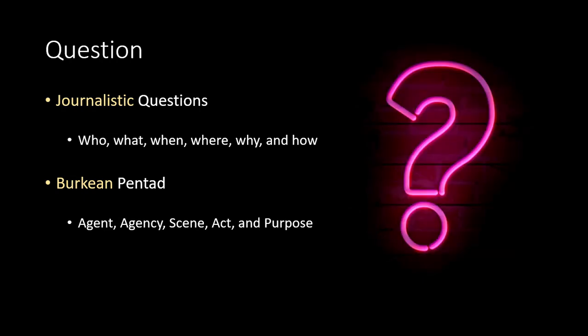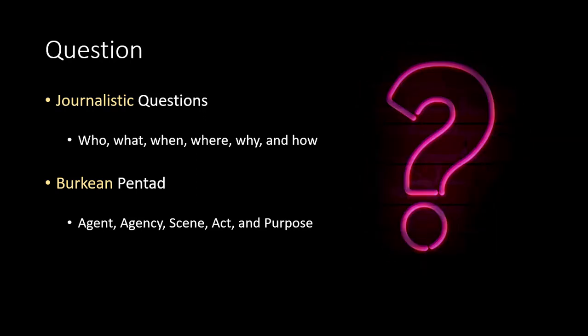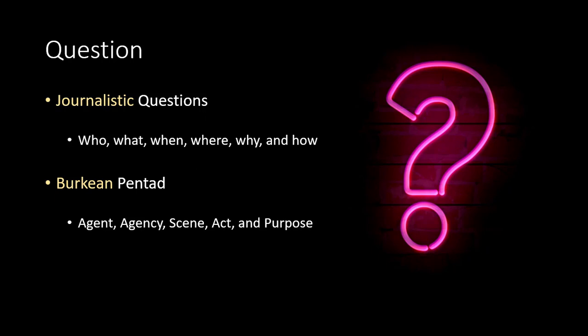There are two sets of questions you may ask. There are the journalistic questions, who, what, when, where, why, and how. And there are the questions presented by Kenneth Burke's pentad, which refers to 5 rhetorical elements. These pentad elements include the agent, agency, scene, act, and purpose. The Burkean pentad can be correlated with the journalistic questions, but the Burkean pentad also helps us to push our questioning a little further to give us greater perspective and make us think in ways we normally wouldn't.